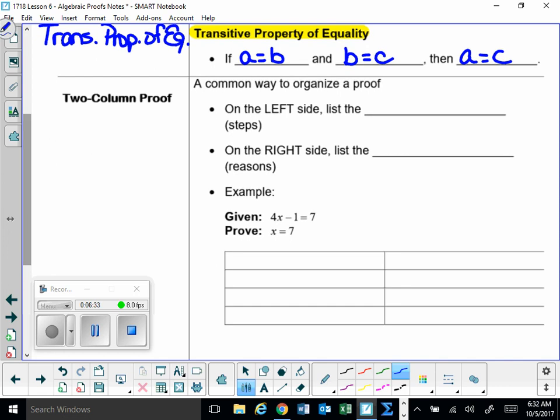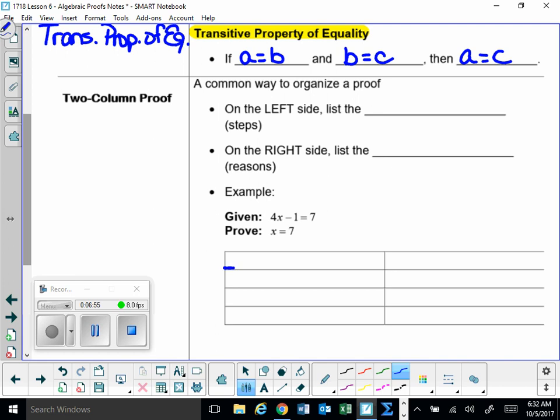There are other ways to write proofs. You can write paragraph proofs, complete with spelling and grammar and nice pretty sentences. You can do flow proofs, which involve boxes and arrows. There are even indirect proofs, which is an honors topic. But for this class, we are going to focus entirely on the two-column proof.